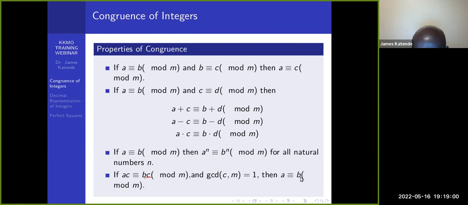This can only work if the GCD of C and M is equal to 1. If the GCD is different from 1, you cannot do this cancellation. But if it is, then you can. So you don't lose anything by dropping the C if the GCD of C and M is equal to 1. Basically you lose the C, but you don't lose the congruence. The congruence is preserved.